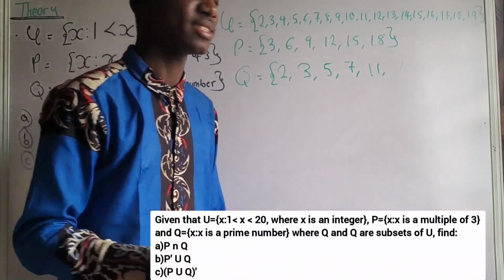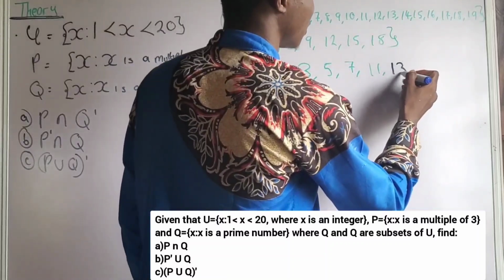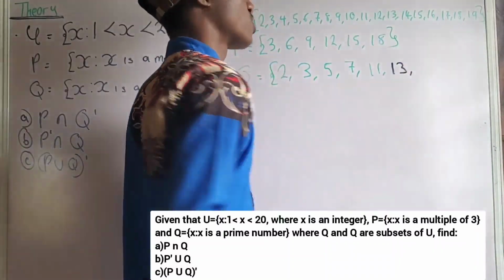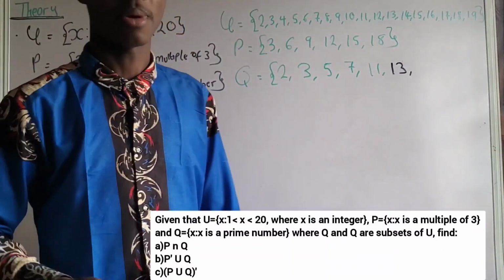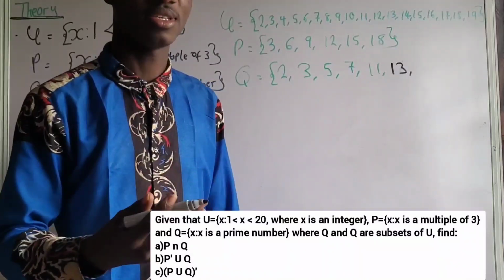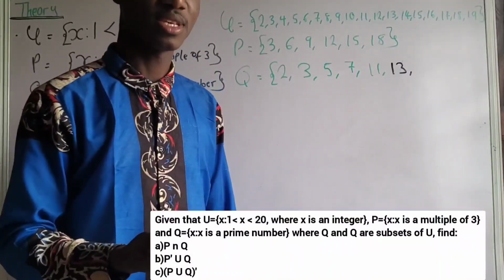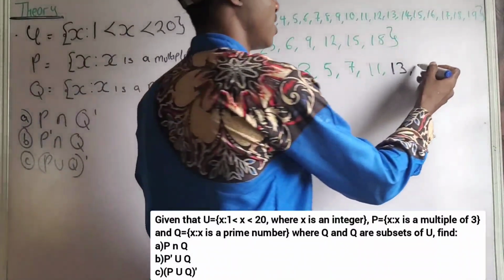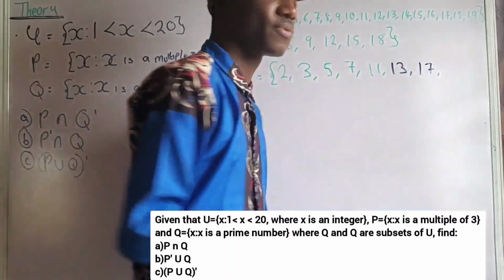What of 13? 13 is also a prime number. So put it there, 13. What of 14? 14 is not a prime number. 15 is not a prime number. 16 is not a prime number. 17 is a prime number. So you put it there. You put 17. What of 18?